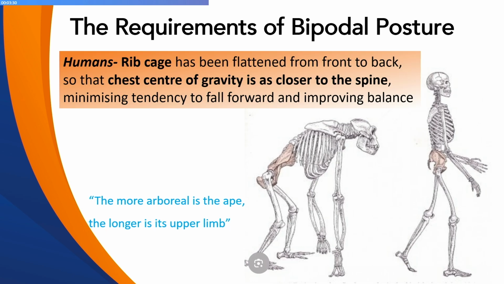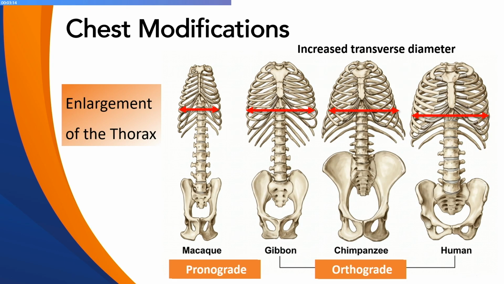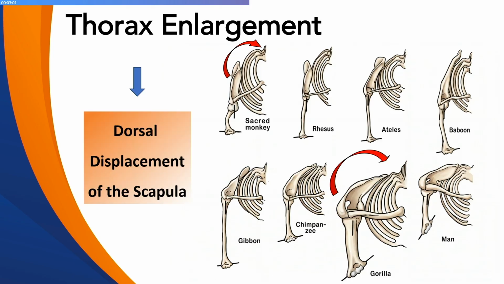To be a bipedal animal, you need to stand up, and to stand up, you need to put your center of gravity close to your spine. Look at the thoracic cage of the monkey, and look at the thoracic cage of the human being. And this is what happened. With bipedalism, there is an enlargement of the thorax, an increase of the transverse diameter from the pronograde, the macaque, to the orthograde, the gibbon, the chimpanzee, and the human.